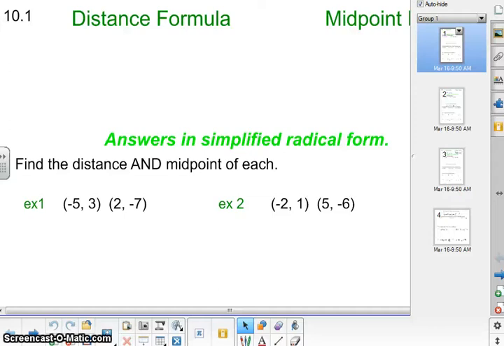Hi, I'm Mrs. Slater, and just a quote from Ferris Bueller himself. The question isn't what are we going to do, but rather what aren't we going to do?